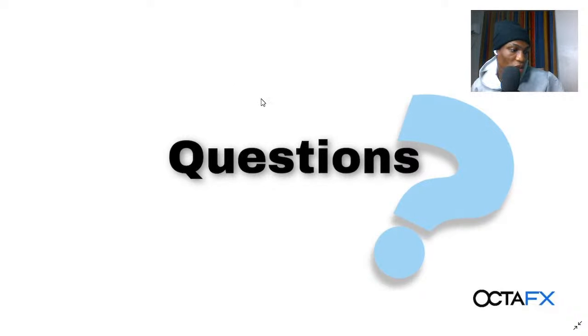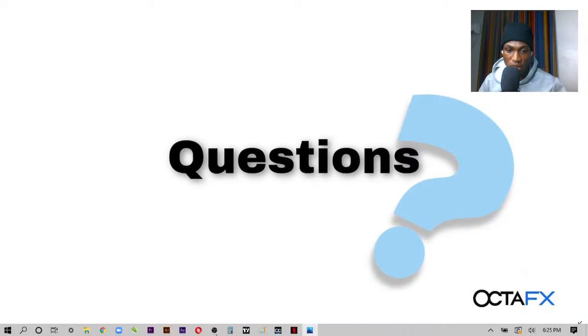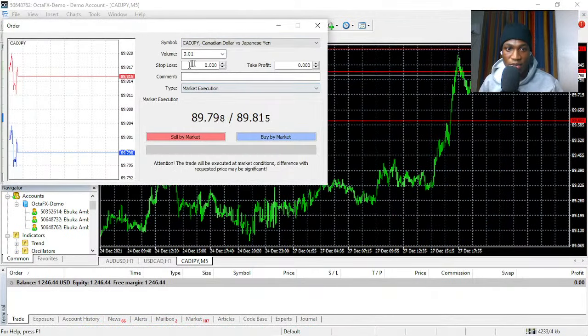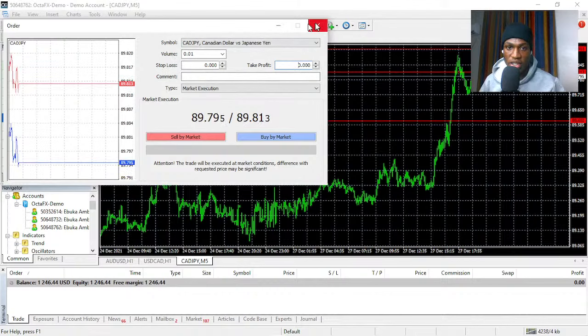Should TP or SL be set after the order is placed? It all depends. I prefer to know my take profit levels and my stop loss levels before I place a trade. So you can decide to put these levels as you're placing the trade. If you go to your trading app, just like here, if I go to new order, you see that I have provision for stop loss and I have provision for take profit, right? So you can just put in your stop loss and take profit levels as you place your trades.